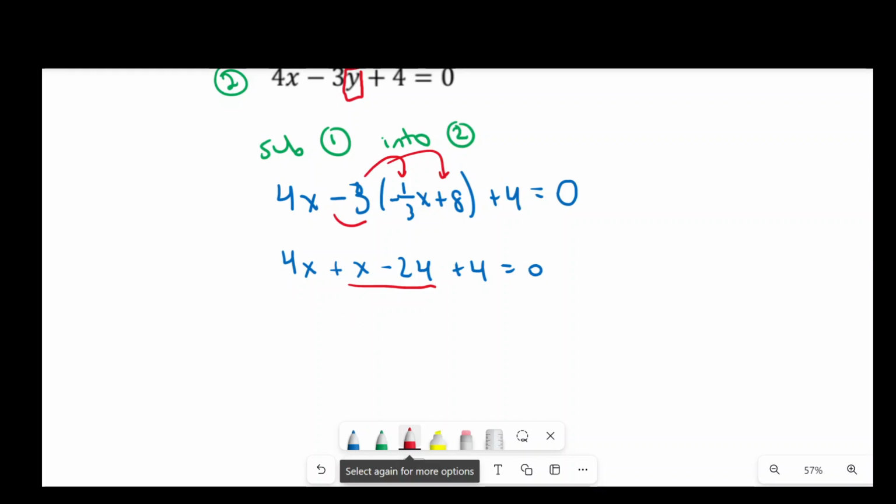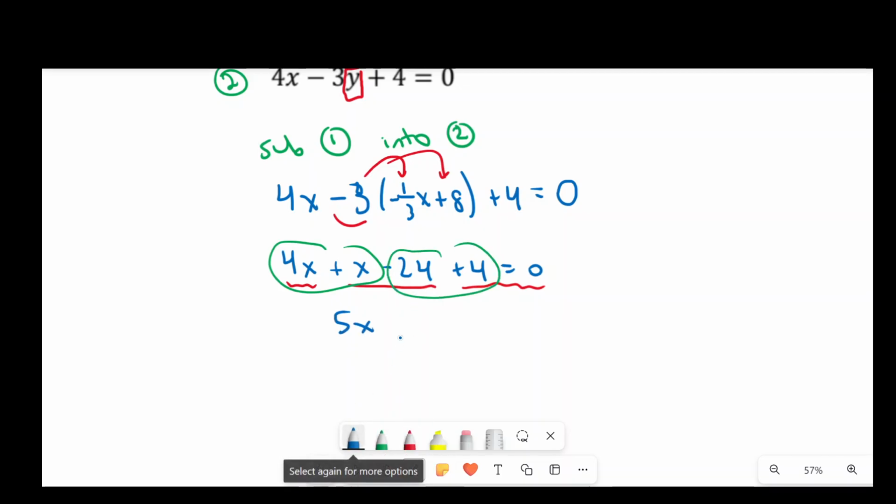And of course the 4x and the plus 4 equals 0 haven't changed, but now they're going to change. I'm going to collect like terms. 4x plus x is 5x. Here, collect like terms. Negative 24 plus 4 is negative 20 equals 0. And now I'm just into grade 9 territory. Solve for x. Add 20 to both sides. 5x equals 20. Divide by 5. I get x equals 4.